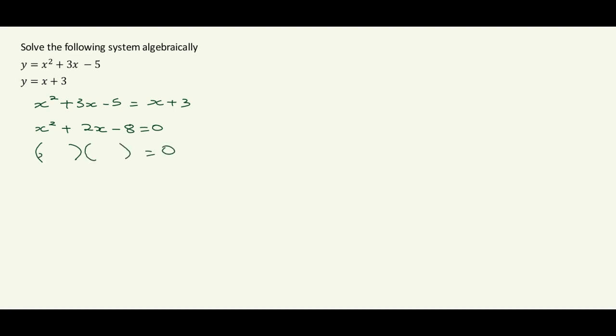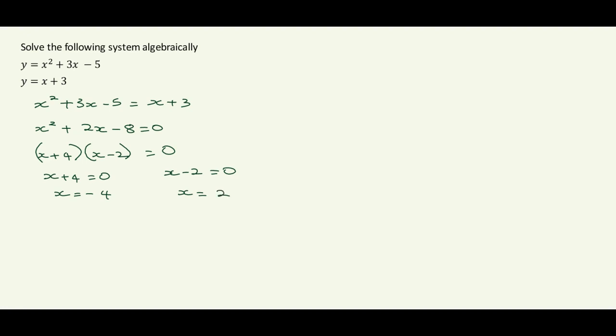So we have x plus 4, x minus 2 equal to 0. So x plus 4 equal to 0, which tells us that x equal to minus 4. We also have x minus 2 equal to 0, which tells us that x equal to 2.